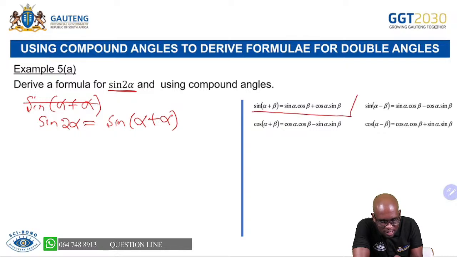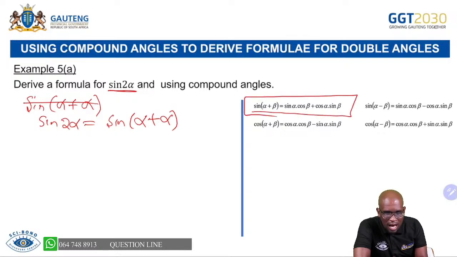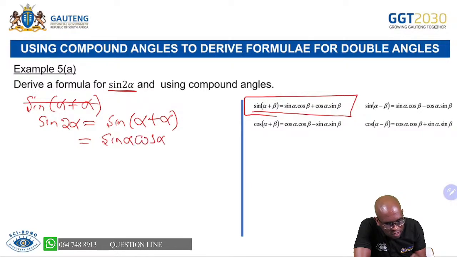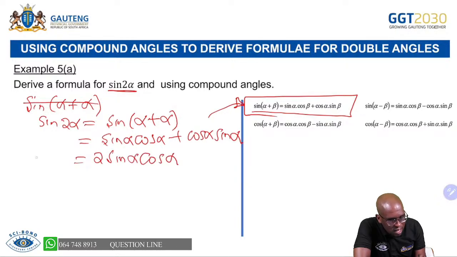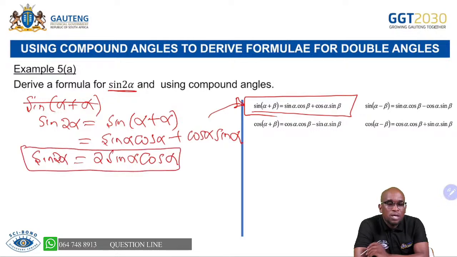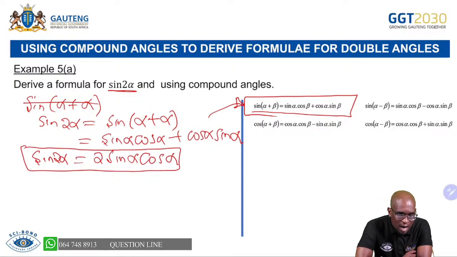This would be the formula that we're going to use. Sine alpha plus beta, sine of the first angle plus the second angle. This becomes sine alpha cos alpha plus cos alpha sine alpha using equation 1. And then from there, this becomes 2 sine alpha cos alpha. So this is the double angle expansion for the sine of 2 alpha. So that's what we get there. Right, I am moving on.